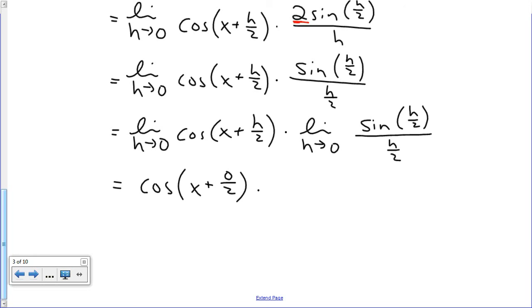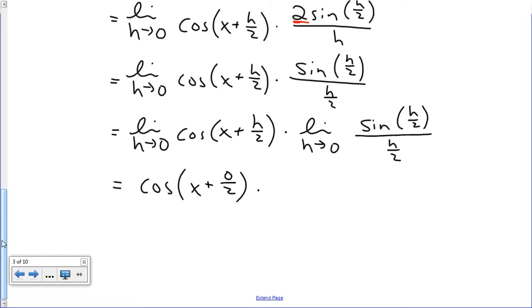The second part of this, I'm letting h go to 0, and I have the sine of some quantity, h over 2, that's heading to 0. So that's basically heading to sine of 0, divided by 0 over 2, that's heading to 0. So I have a limit that ends up in the form of sine of 0 over 0.